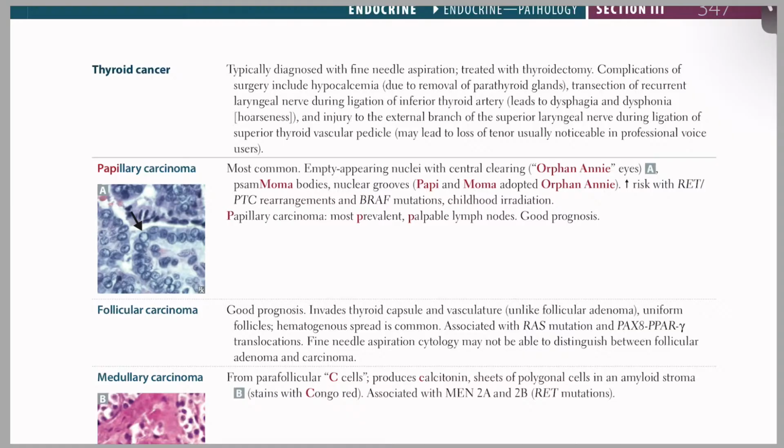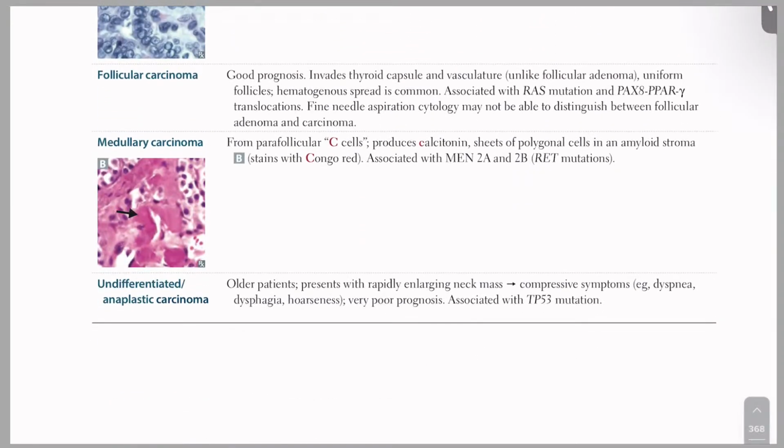Follicular carcinoma, good prognosis, invades the thyroid capsule and vasculature, unlike follicular adenoma. Uniform follicles, hematogenous spread is common, associated with RAS mutation and PAX8-PPAR gamma translocation. Fine needle aspiration cytology may not be able to distinguish between follicular adenoma and carcinoma.